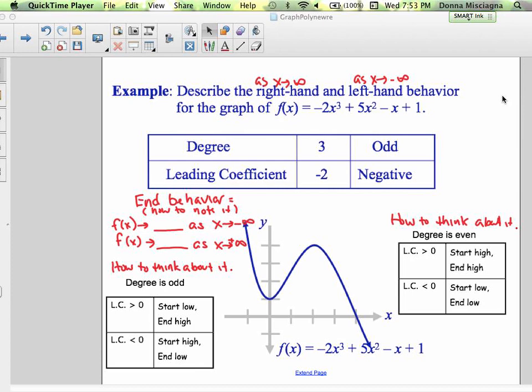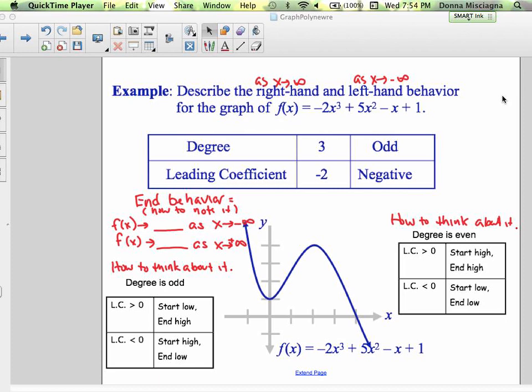So let's look here. If our degree is odd and the leading coefficient is positive, it's going to start low and end high. If the leading coefficient is negative, instead it's going to start high and end low. When we're thinking low, that's negative infinity. When we're thinking high, that's positive infinity.